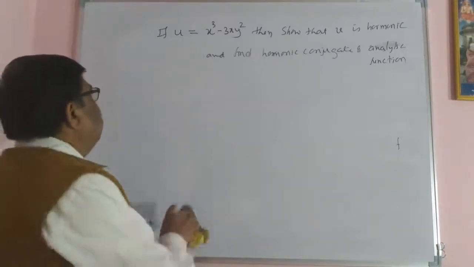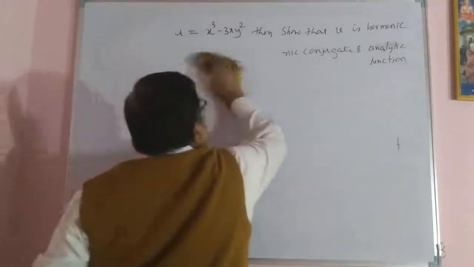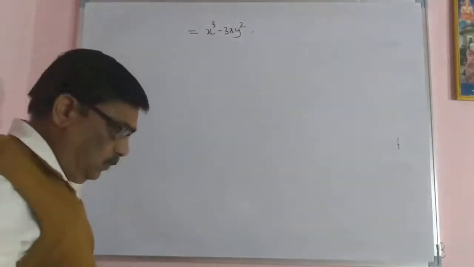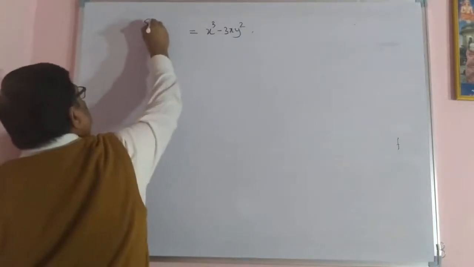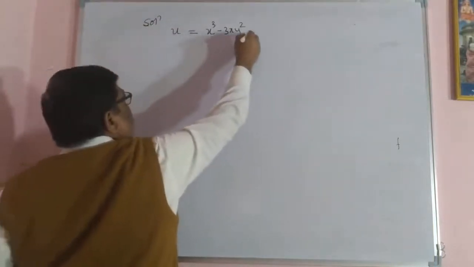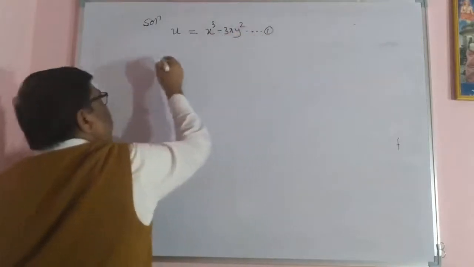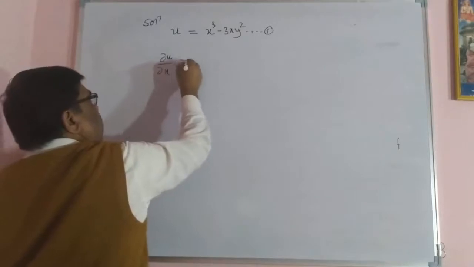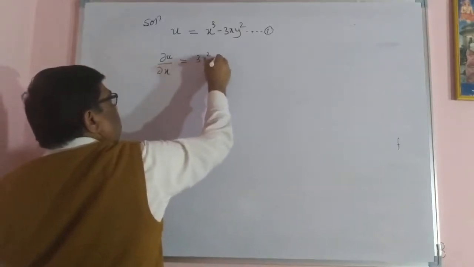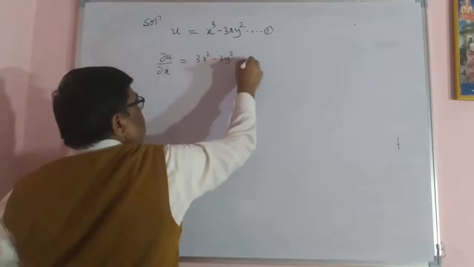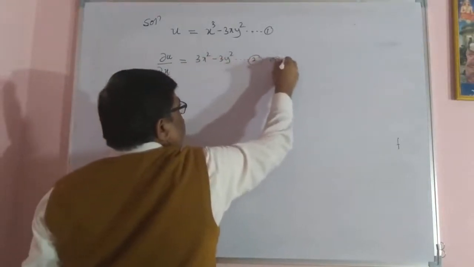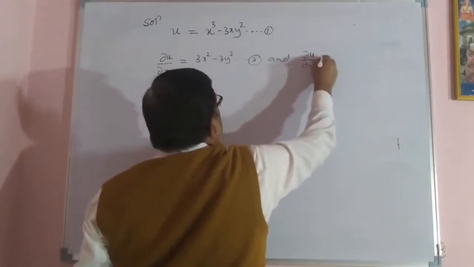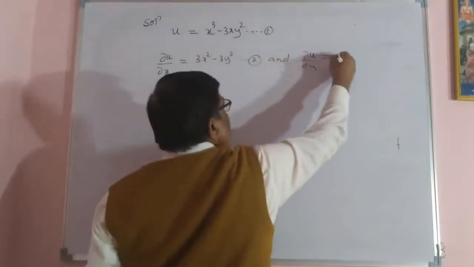Let us take that u is the given equation number 1. Solution: u equals x cube minus 3xy square, call this as 1. Find partially with respect to x first. Dou u by dou x equals 3x square minus 3y square. Call this as 2. Differentiate partially with respect to y. Dou u by dou y equals 0 minus 6xy.